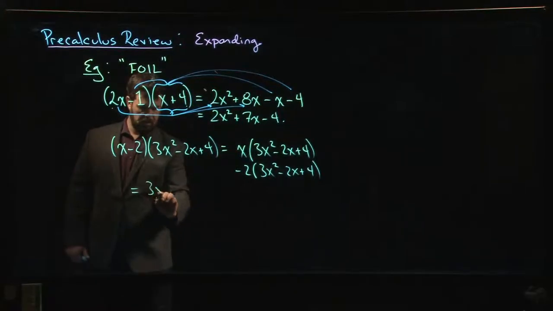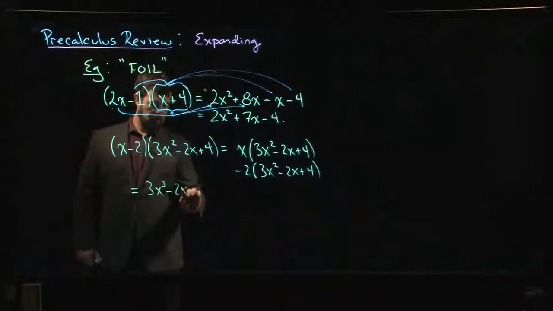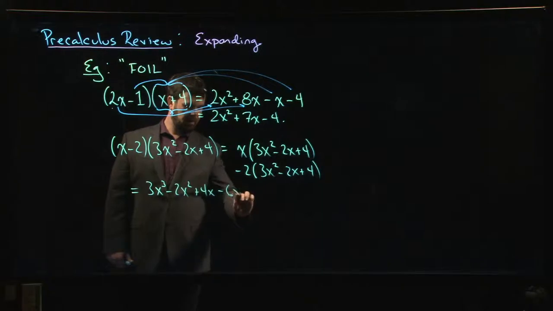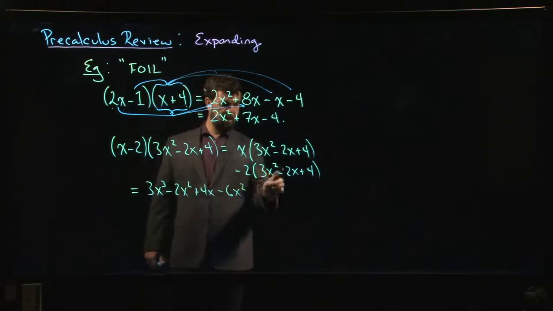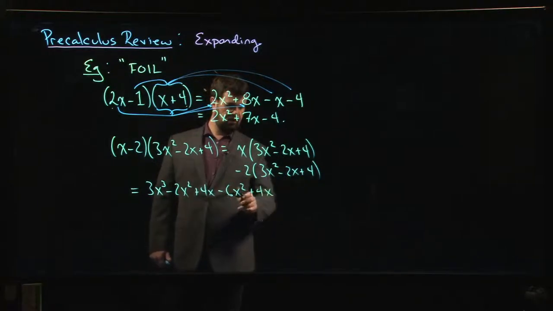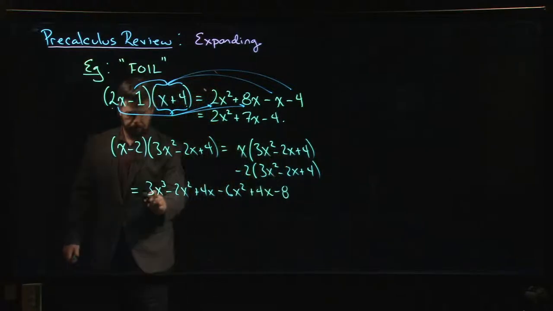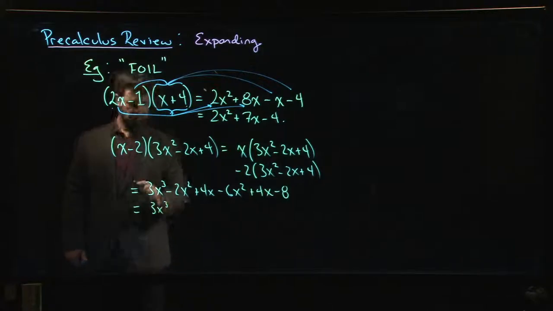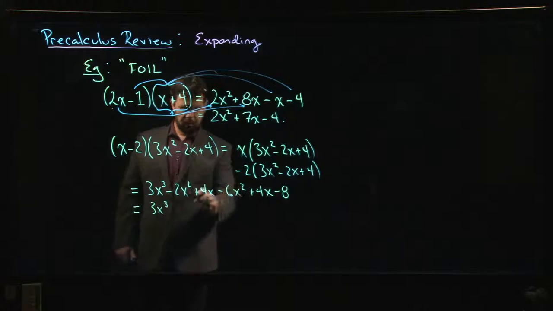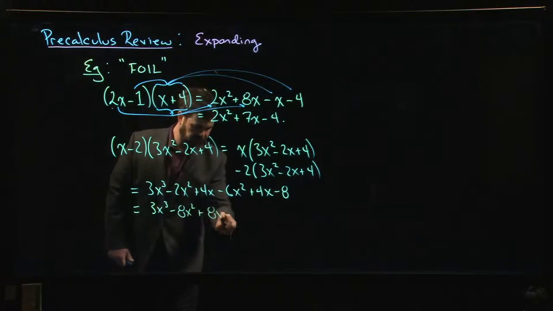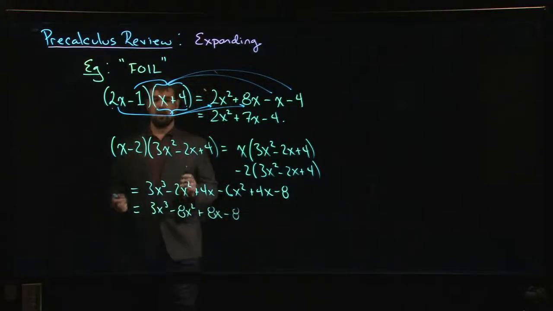So we're going to get 3x cubed minus 2x squared plus 4x, and then minus 2 times 3x squared, minus 6x squared. Minus 2 times minus 2x, double negative gives you positive, plus 4x, minus 2 times 4, minus 8. All right? And if you want, you can group terms, right? So there's only one degree 3 term, x cubed. There are two degree 2 terms. We can group those together, minus 8x squared. Two 4x's, so plus 8x minus 8, and you're done.